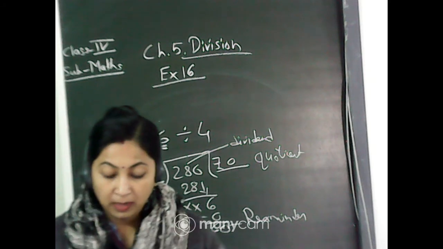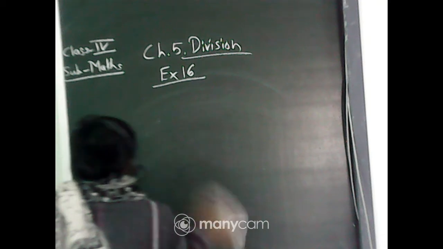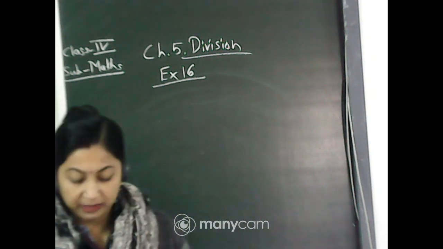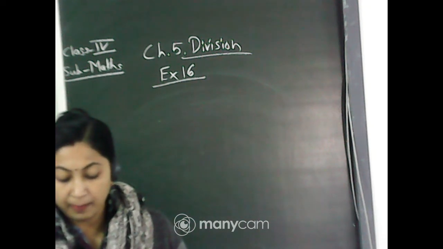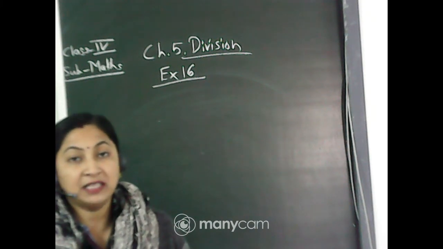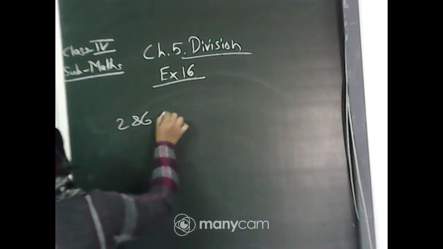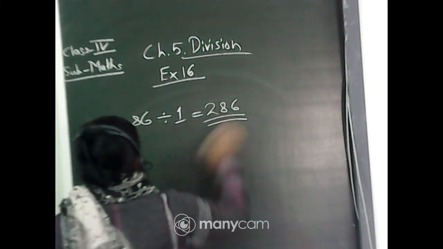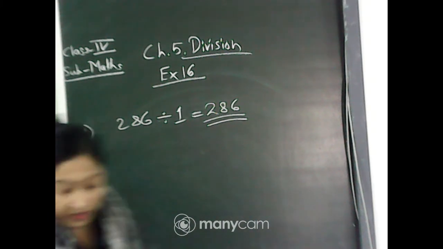Now let us see the properties of division. Number 1 property: on dividing a non-zero number by 1, the quotient is the number itself. That means whichever number is divided by 1, the answer will be the number itself. Suppose I am dividing 286 by 1, the answer will be the number itself, that is 286. This is the first property of division.